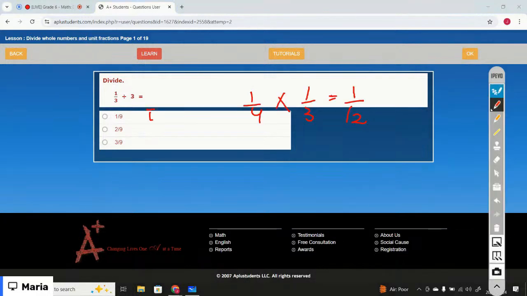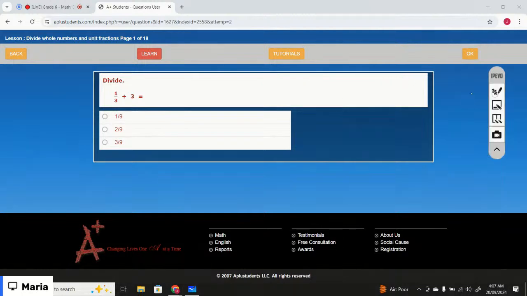Okay, so 1 over 3 divided by 3, right? 3 doesn't have any denominator. That means its denominator is 1. So you can convert this division sign to multiplication and reciprocal the after fraction. That is 3 by 1. You can write it as 1 over 3. You need to interchange the numerator and denominator, right? So that is 1 times 1 is 1, 3 times 3 is 9. That is 1 by 9. Option number 1 is the correct option, right? That is 1 over 9.